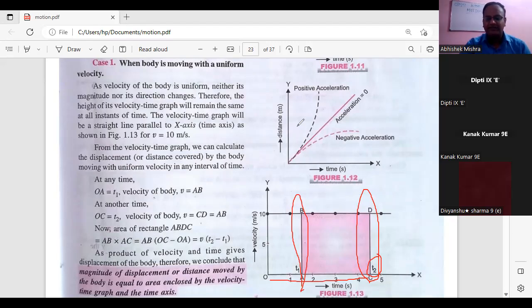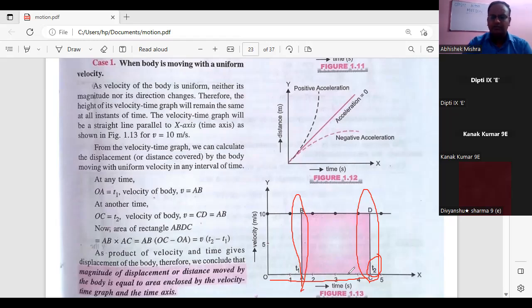Now, since it is a rectangle, we are talking about the two sides. The area of the rectangle ABCD, bounded by the four sides, what will it be? Length into breadth. What is the length? Length is AB and AC is the breadth.